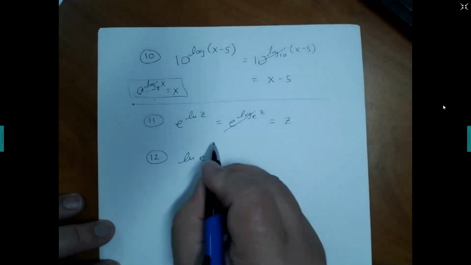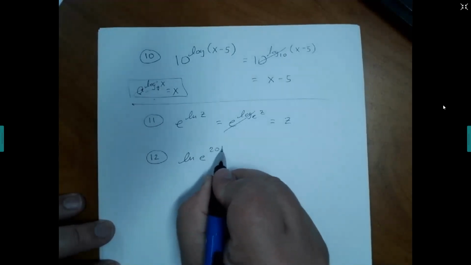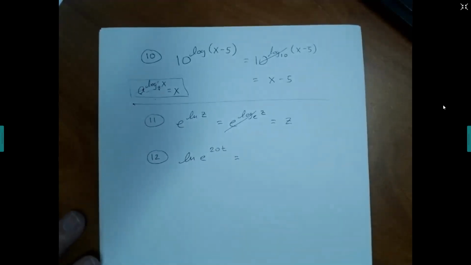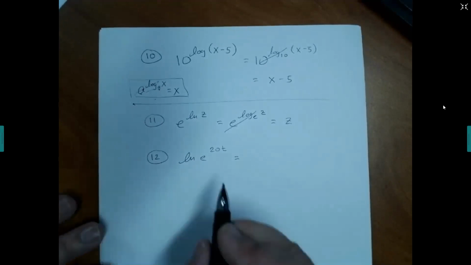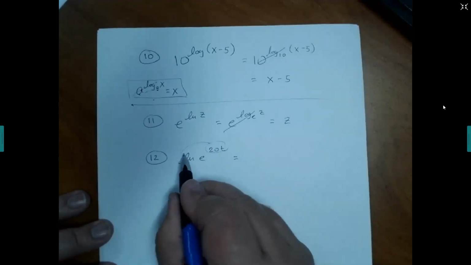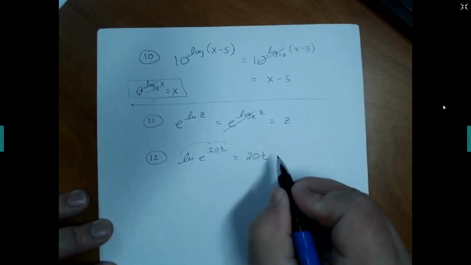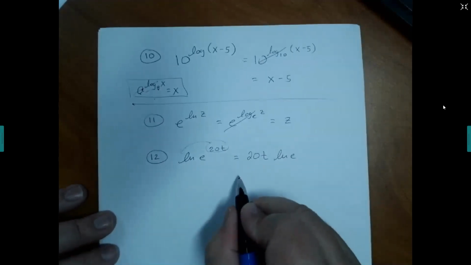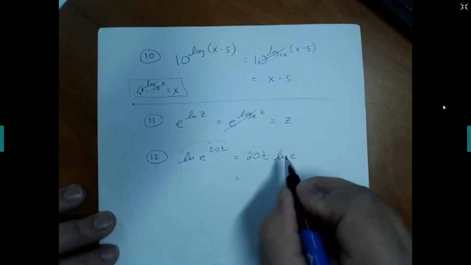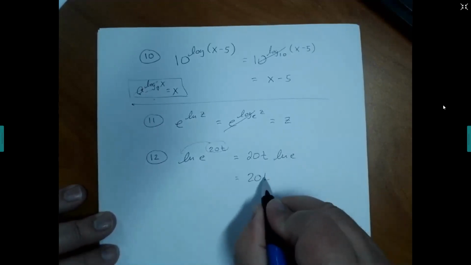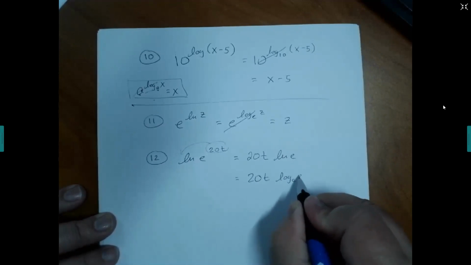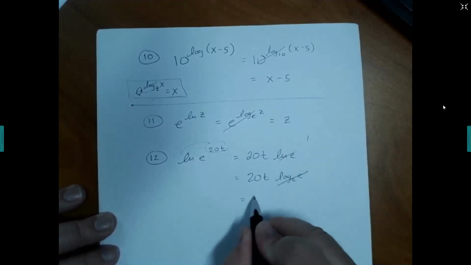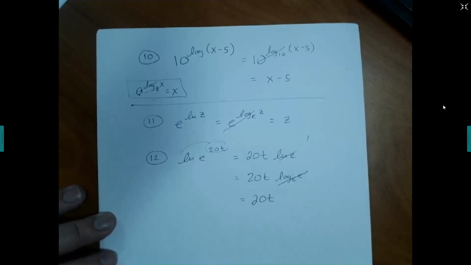Ln of e to the power 20t. Bring the 20t out in front. Ln e. Right, we know this is 1 because ln is log base e of e. So that becomes 1. So it becomes 20t.